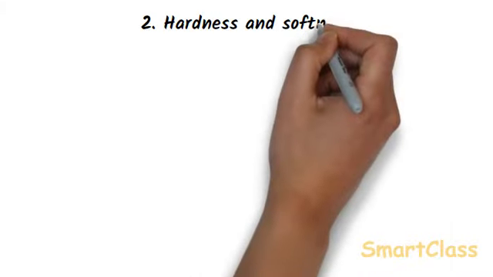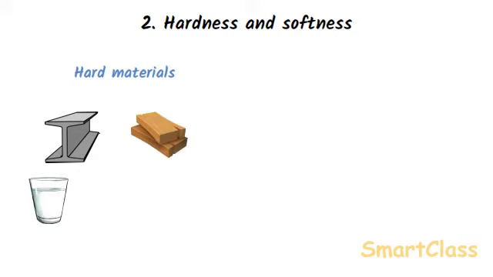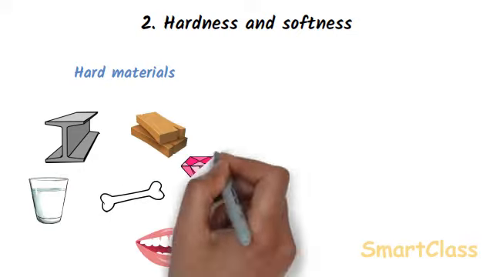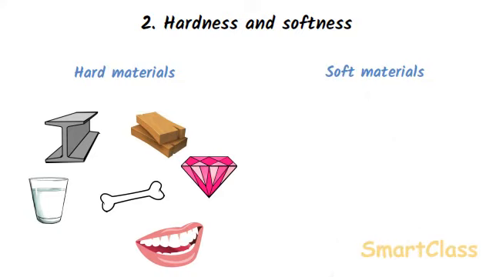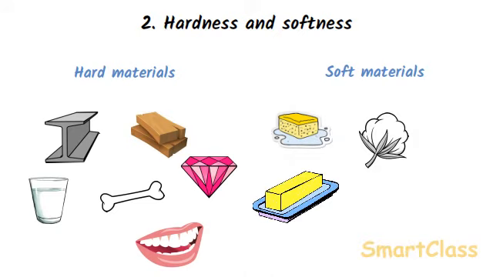Classification of materials on the basis of hardness and softness. All the materials can be divided into two groups on the basis of their hardness. Hard materials. Those materials which cannot be easily compressed, cut, bent or scratched are called hard materials. For example, iron, wood, glass, bones, teeth and diamond. Soft materials. Those materials which can be easily compressed, cut, bent or scratched are called soft materials. For example, sponge, cotton, butter, candle wax and tomato.